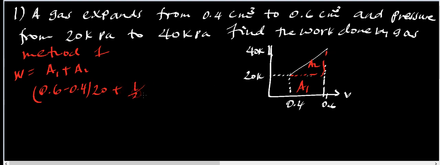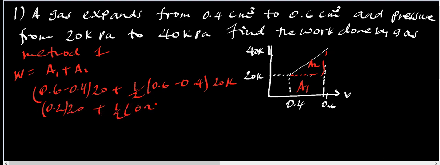ራይት አንግል ትሪያንግል ነው 1/2 BH ቤዙ አሁንም 0.6 minus 0.4 times 20 እንቀንሰው ማለት ነው። ሃይቱ 40 ሲቀነስ 20 ስለሆነ 20 this is equals to 0.6 minus 0.4 is equal to 0.2, 0.2 times 20 plus 1/2 0.2 times 20 times 20 this is equals to 4 plus 2 which is equals to 6k joule. This is method 1 6k joule ይመጣል ማለት። what's method 2?